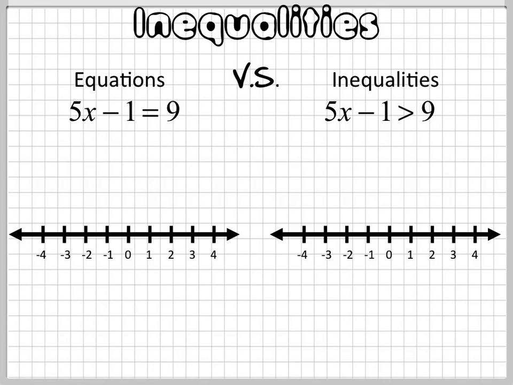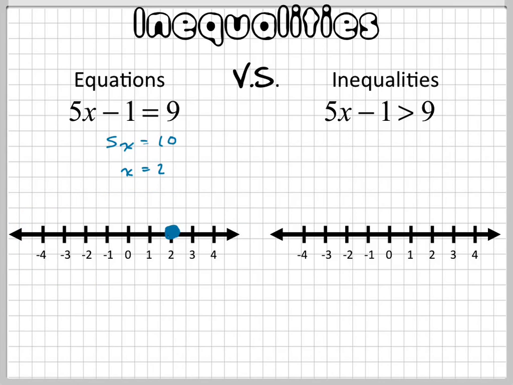So when I solve this one, I would add 1 to both sides, and then I would get that, and then I would divide both sides by 5, and I would get that. 2 equals x, so x equals 2. And so how would you graph that? You just put a dot right there on the 2. That's it. That dot means that 2 is a solution. Okay? And this is just a visual representation of our solutions.